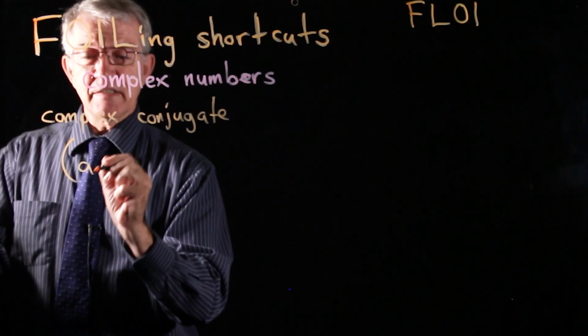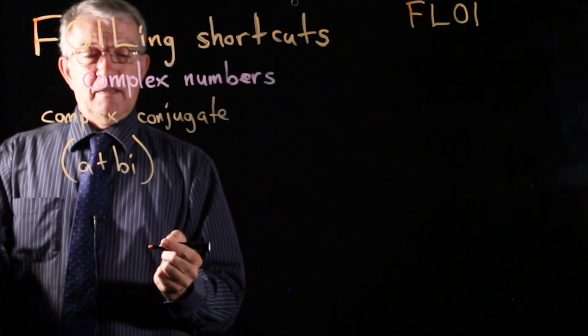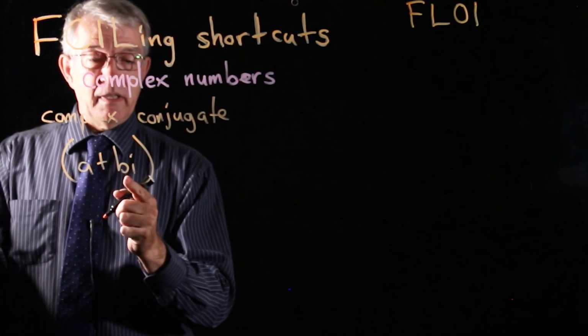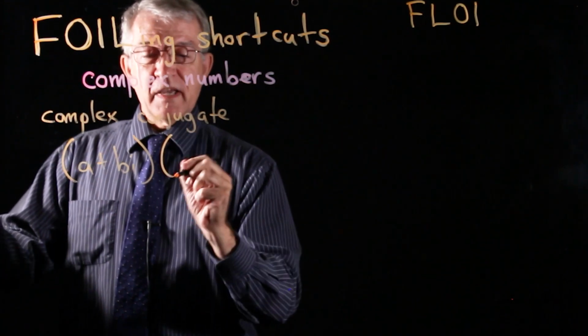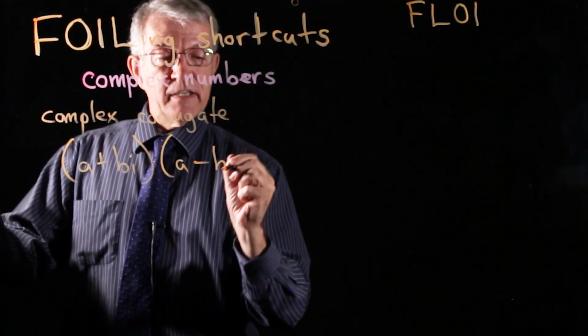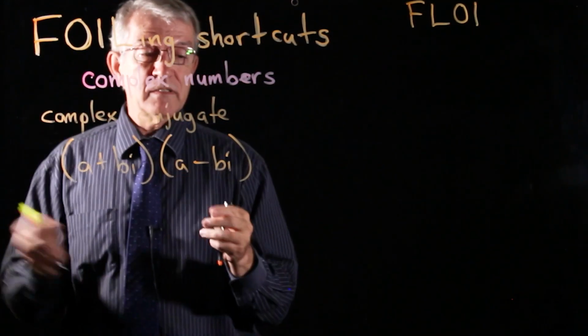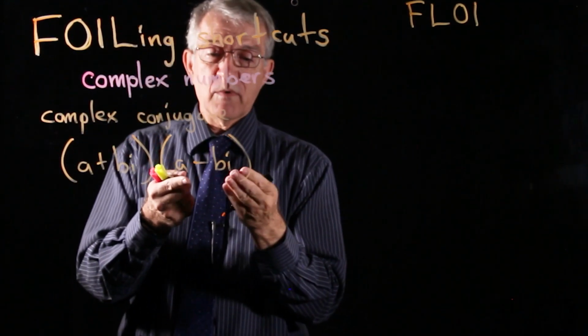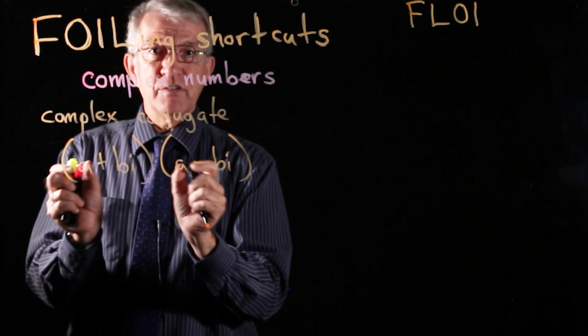And the idea is if a plus bi, that's our generic complex number, a real part and an imaginary part, its complex conjugate is a minus bi. And it's that simple. There's a plus and there's a minus. Well, yeah, but what if you start with something where there's a minus? Well, then it changes to a plus. The beginning doesn't change at all.